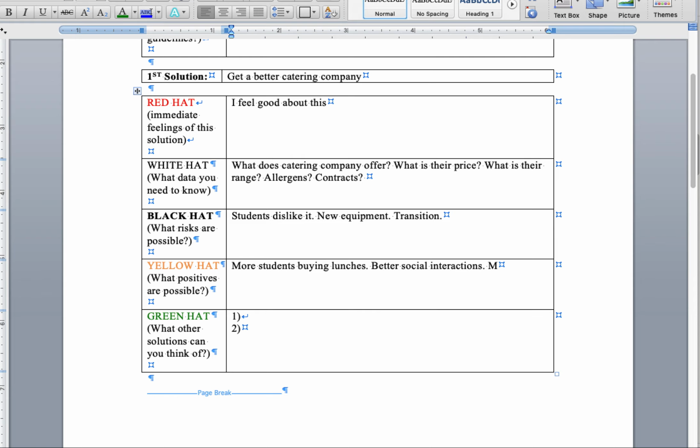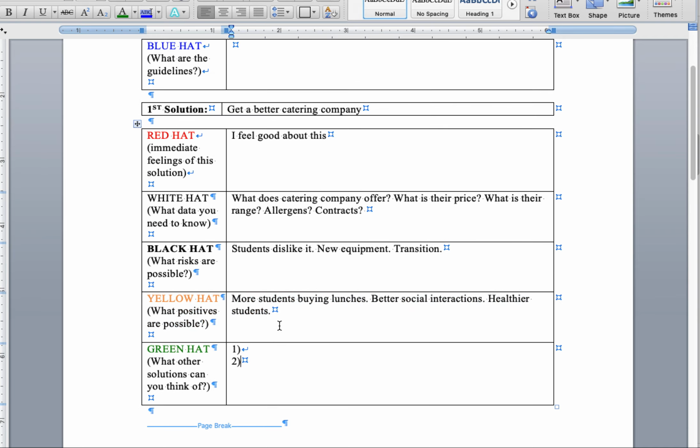We might have healthier students. We can think of a bunch of different things that are positive about changing the catering company here. So we have all these different things that we also want to look out for as far as positives. And then, because let's be honest, how many times is the first solution you ever have going to be the best solution you think of?